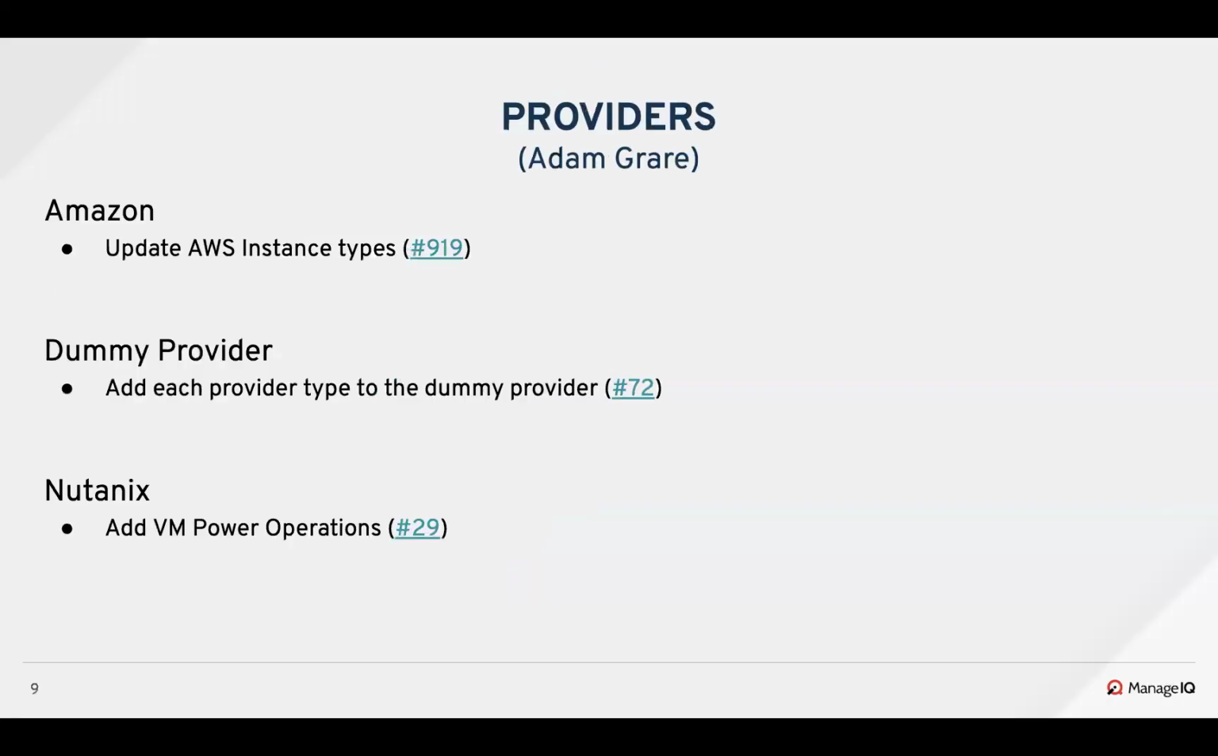Next is Adam. Thanks, Gilbert. For the sprint, we updated the list of AWS instance types again. We added a bunch of provider types under the dummy provider. So the infra configuration, provisioning, etc. Each of those provider types we've added to the dummy provider with the future goal of using those in core tests as opposed to aliasing.